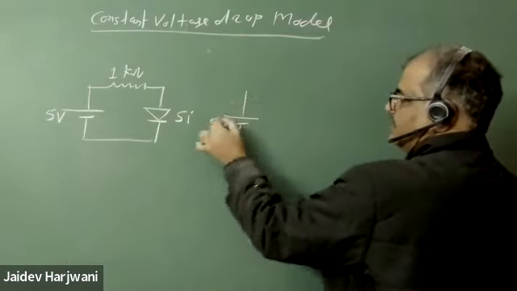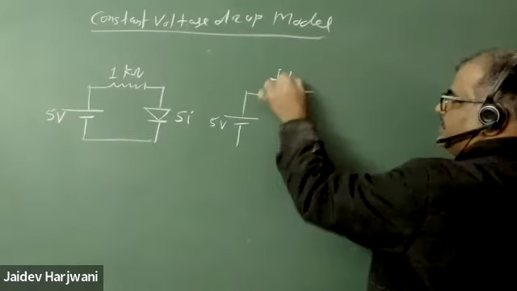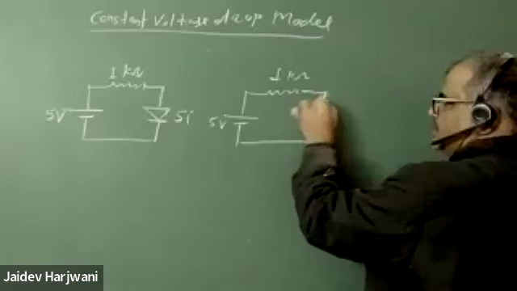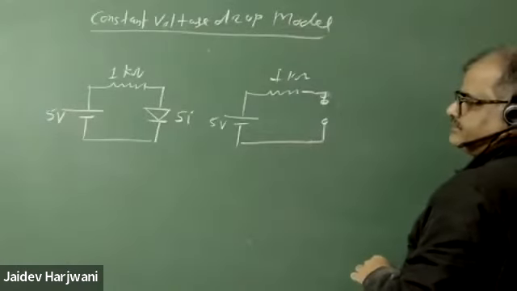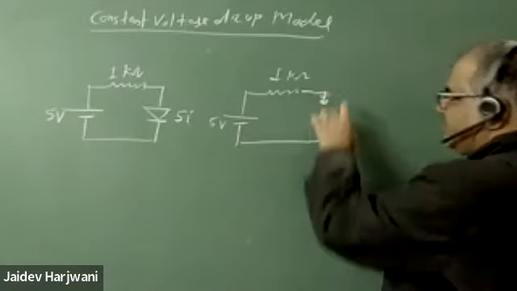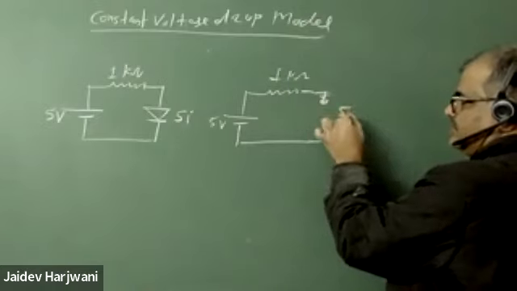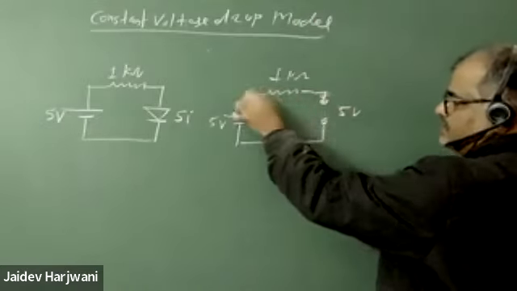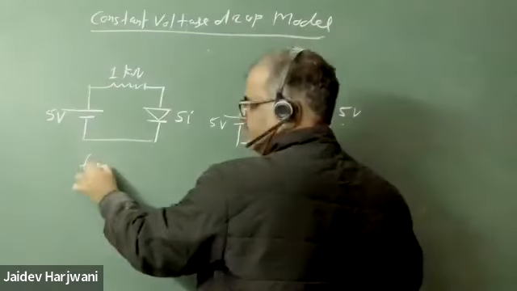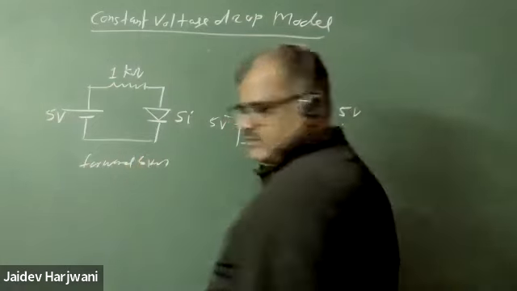5 volts, 1 kilo ohm, and you make the diode open. So how much voltage is coming here? 5 volts, because no current is flowing, so no drop here. 5 volts. This means this diode is in forward bias.